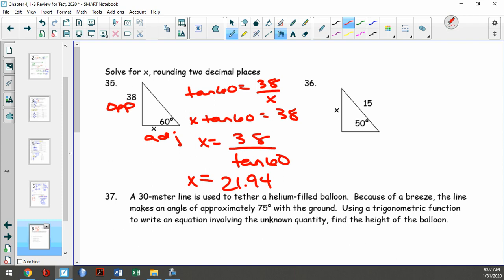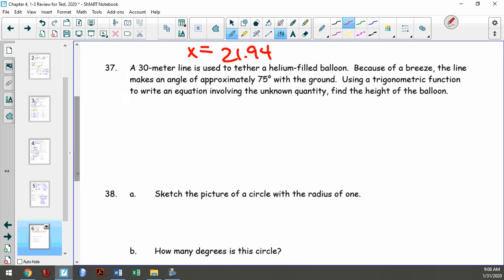Yeah, it has to be in degree mode. If you're not in degree mode, you're going to screw this up. Y'all understand that. Degree mode's crucial. 37 is the same way. It's the same exact thing except you're reading it.